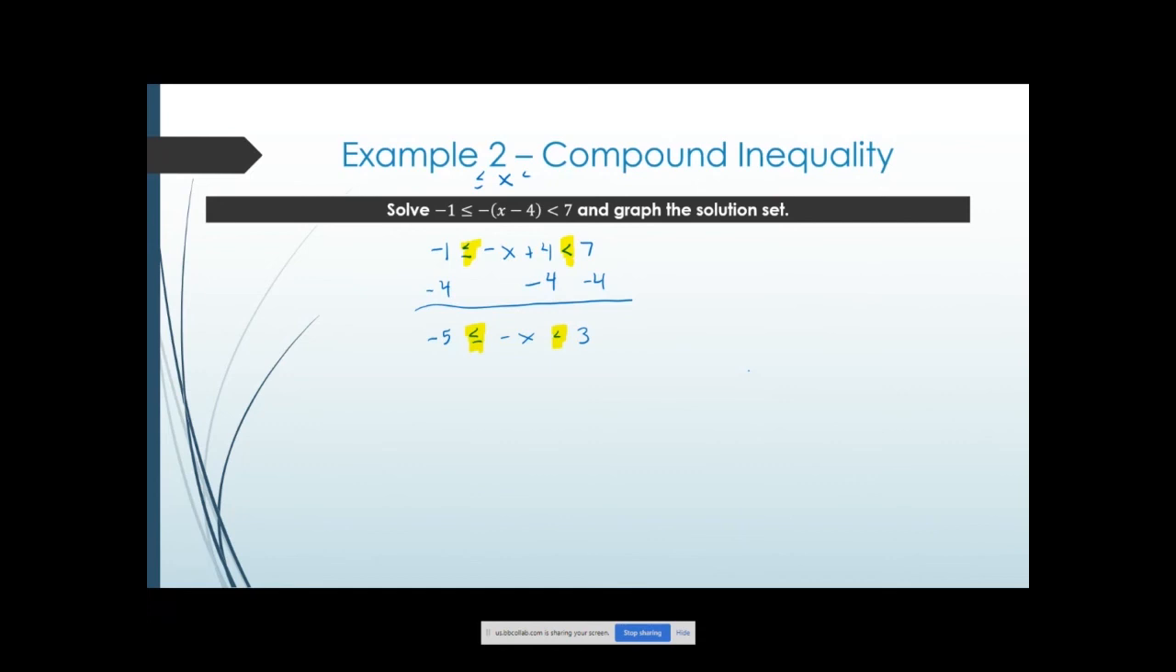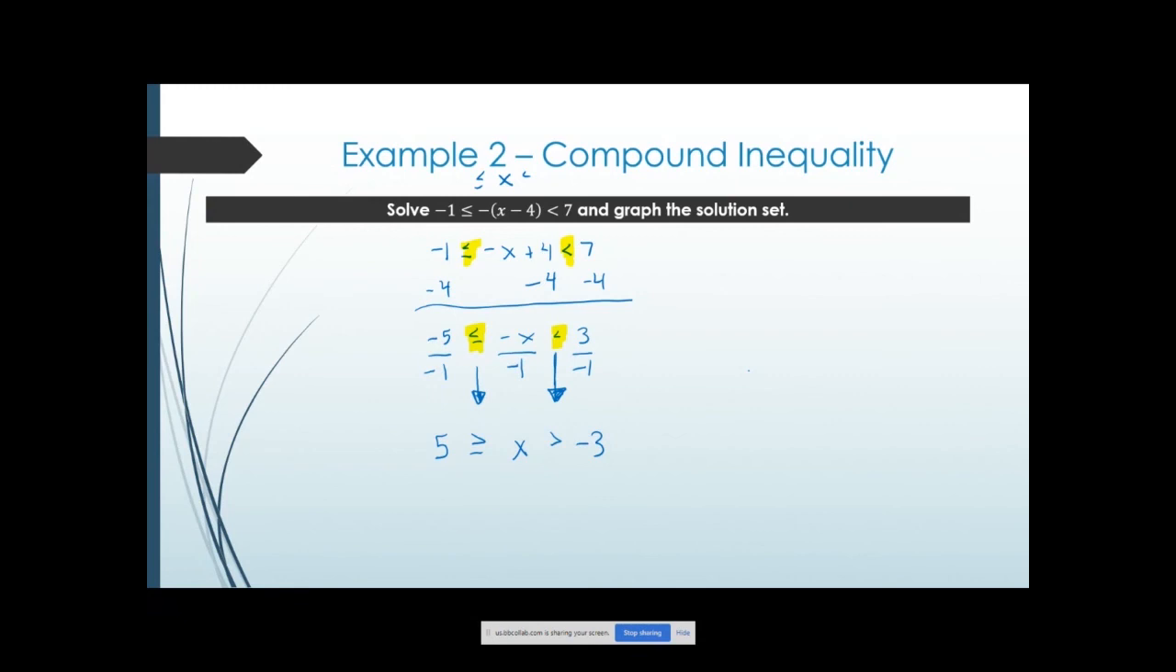Now, I want x, I don't want negative x, and so that means I need to divide everything by negative 1 to get rid of the negative. Because I'm dividing by a negative, I have to change directions of the inequalities. So I'm going to put little arrows down so that you remember to do that. So negative 5 divided by negative 1 is 5. Now I have to change the direction. Now I have x, change direction, and negative 3. So now I have 5 is greater than or equal to x, which is greater than negative 3.